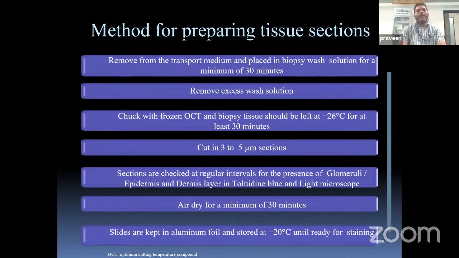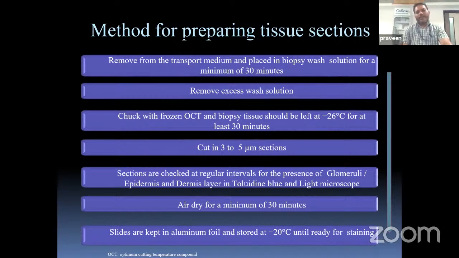So, the method for preparing the tissue section. Once we receive the renal biopsy or skin biopsy in our pathology lab, we first remove it from the transport medium and place it in the biopsy washing solution for a minimum of 30 minutes. Remove the excess wash solution. Then we embed the tissue in the frozen media, that is OCT, optimum cutting temperature compound. The biopsy tissue should be left at minus 26 degrees Celsius for at least 30 minutes. Cut the section at 3 to 5 micron.